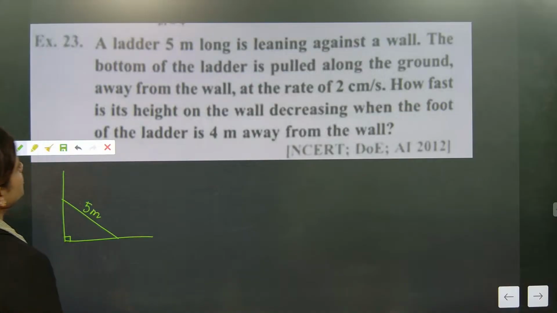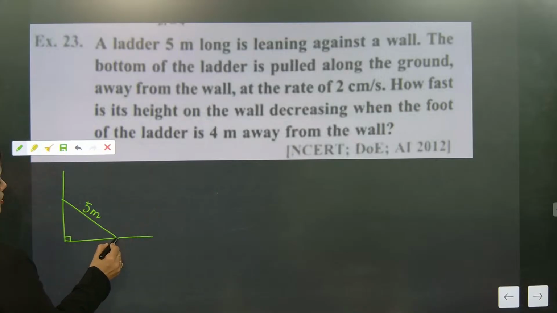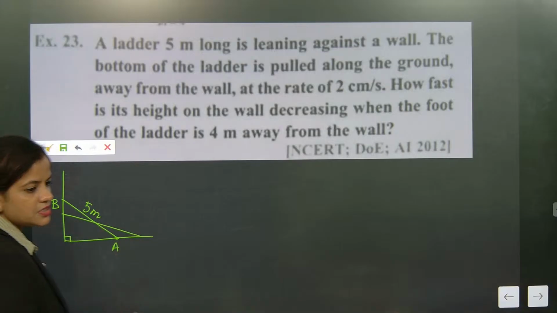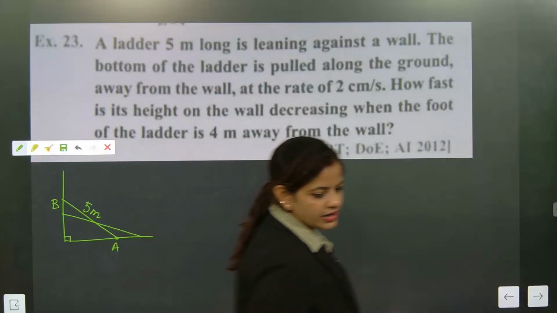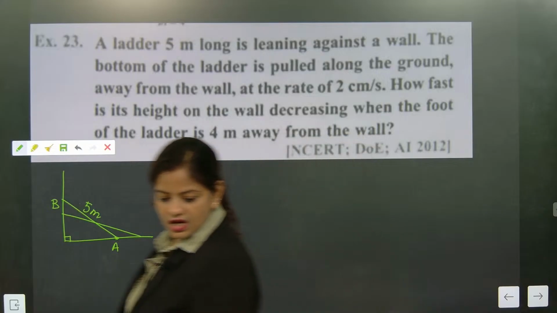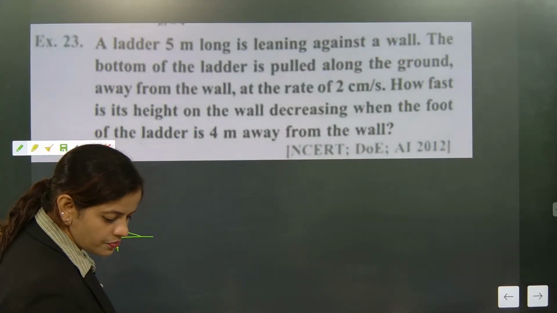Leaning against a wall, the bottom of the ladder is pulled along the ground. Now this bottom A is pulled along the ground, and the ladder will take shape like this. So the length of the ladder remains the same. Ladder is just slid. Understood? Because we pushed the leg, the ladder got slid. I think now the fogginess is totally disappeared.